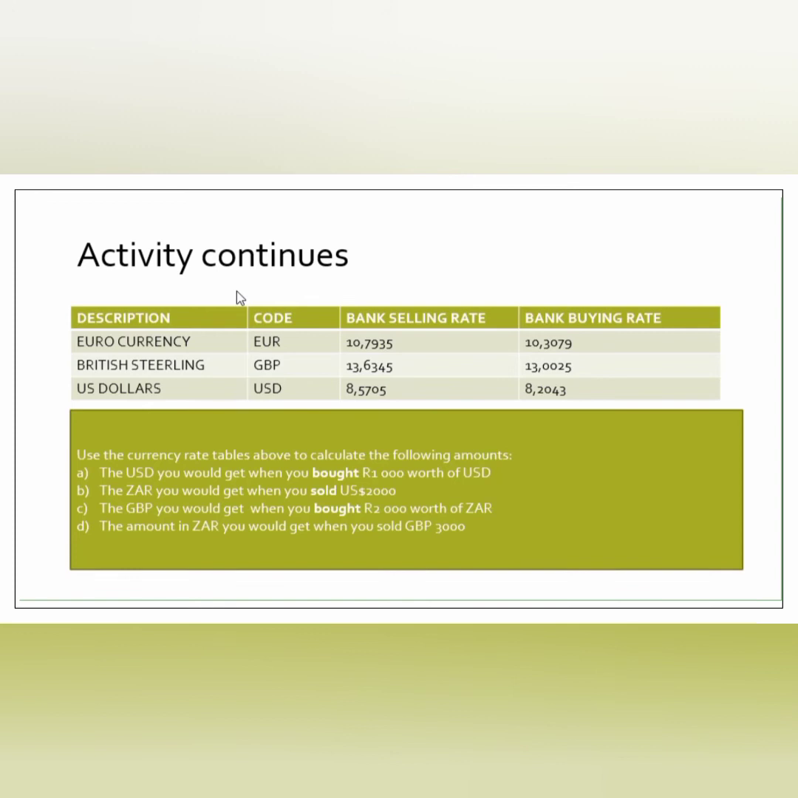Right, so we are continuing with our activity. We have a table whereby we have a description of the different types of currencies we have, but we only have three. We have the euro, the British pound, as well as the US dollar. We have the codes, we have the bank selling rates and the bank buying rates. We have to use the currency rate tables above to calculate the following amounts, right? So the first one is the USD you would get when you bought 1,000 worth of USD.